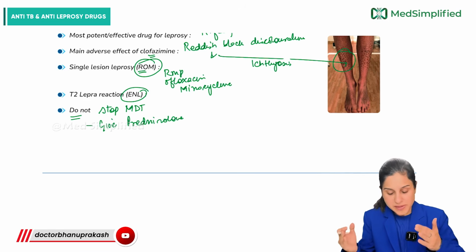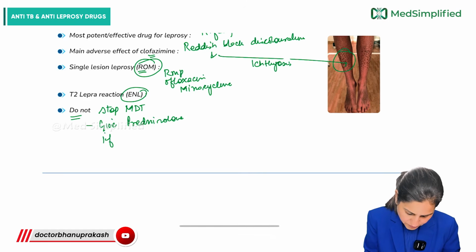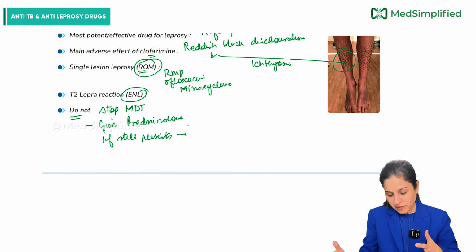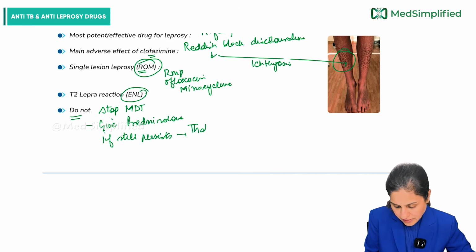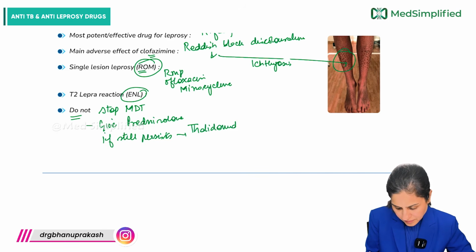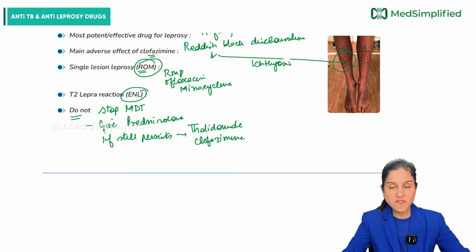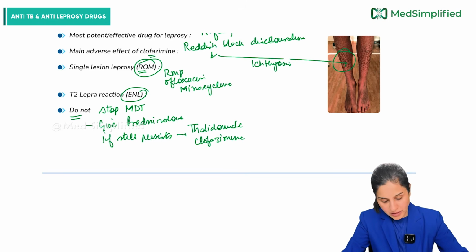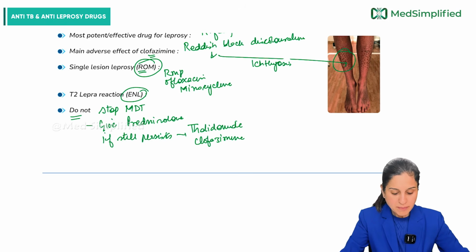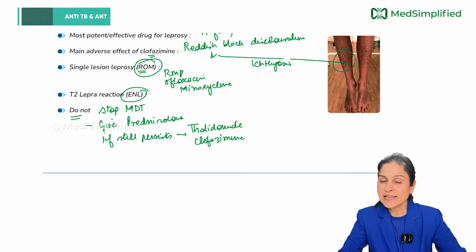If it still persists, then you give other anti-inflammatories like thalidomide, or you can give clofazimine. Okay, but remember, thalidomide is absolutely contraindicated in pregnancy, right? Because it has an association with phocomelia. So these are the important points about antitubercular and anti-leprosy drugs.